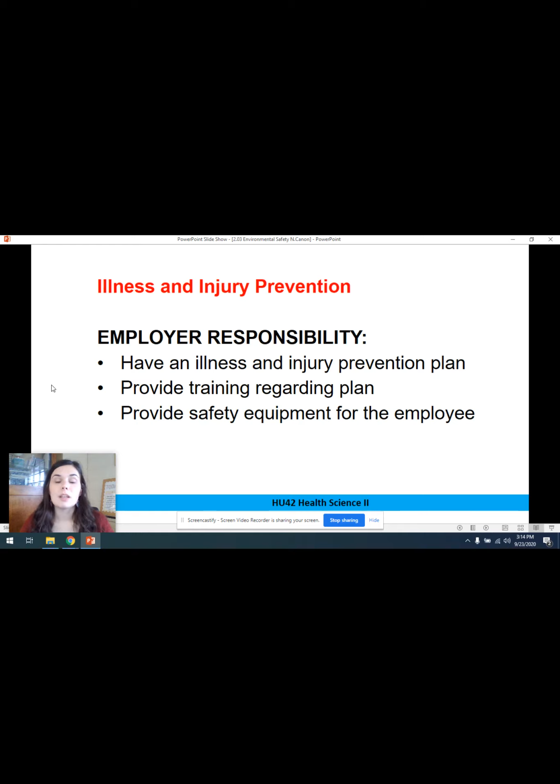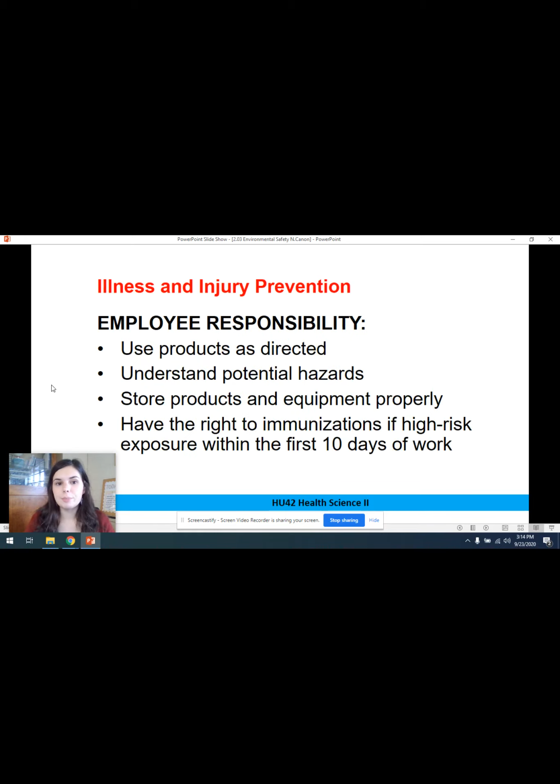So that would be things like PPE, sharps containers, if you work in construction, a harness, a hard hat, different types of equipment that is necessary for that type of worker to keep themselves safe. It is your responsibility as an employee to make sure that you are always using products as directed, that you always understand the potential hazards. If it's a chemical or a medication that you've never worked with before, you should always read the directions 3 times just to make sure that you really understand how to use it.